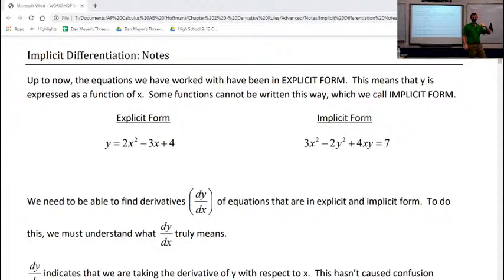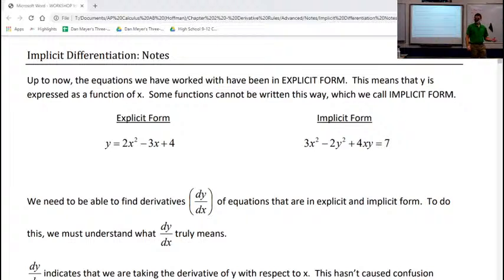This is a term that you have probably seen and looked at and covered before, but don't remember because it was mentioned only once for a minute. The implicit form of a function just means that it's not y in terms of x. It's things like x and y on the same side. So if instead of y equals 2x squared minus 3x plus 4, we had 3x squared minus 2y plus 4x, y equals 7, this is an implicit form of a function.